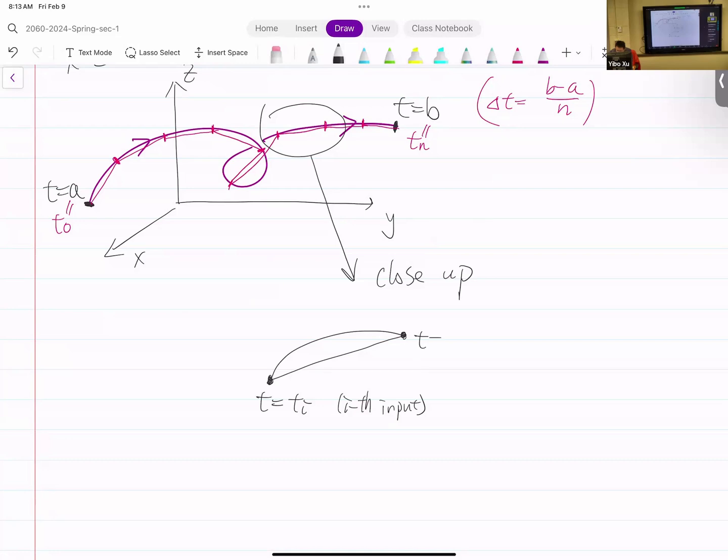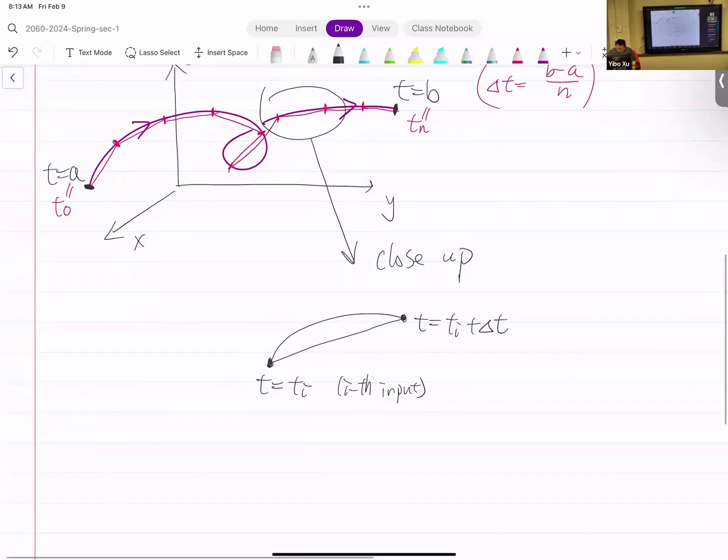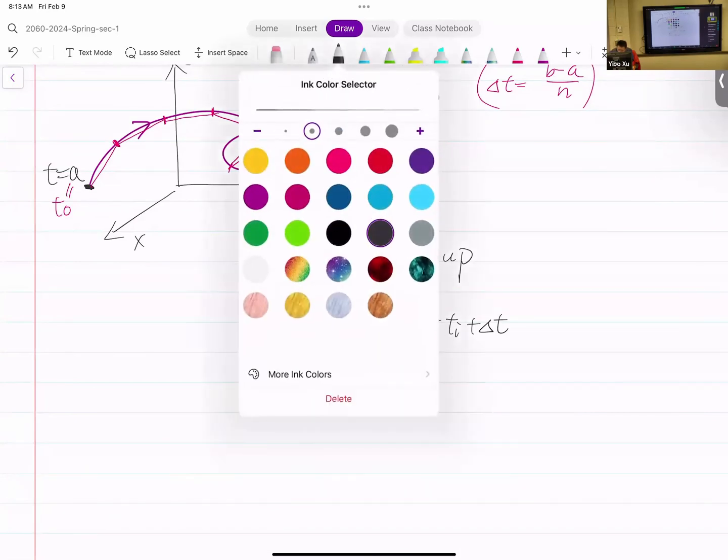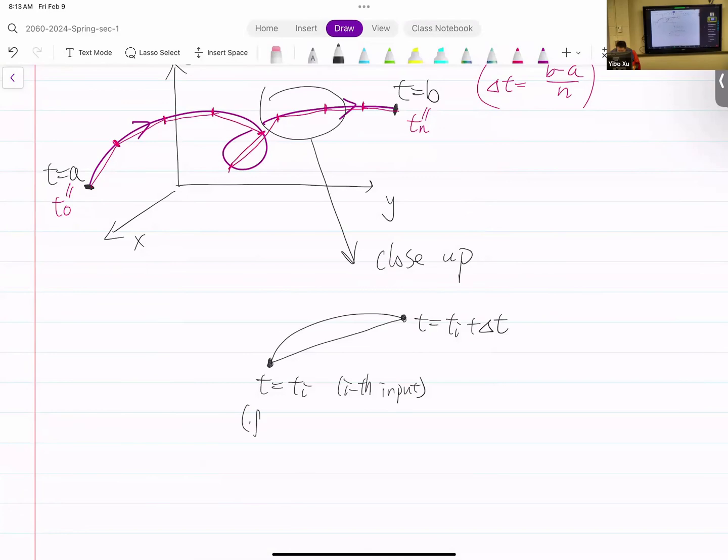And then this is t equals to, now instead of t_i plus 1, we just say t_i plus delta t. So this is just a tiny increment of the input. And then we know that the solid point on the left is f of t_i, g of t_i, h of t_i, just the coordinates. And of course, this point is what? This point is f of t_i plus delta t, g of t_i plus delta t, and finally h of t_i plus delta t.